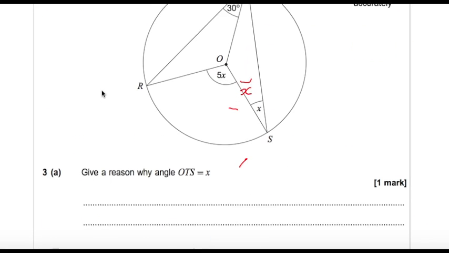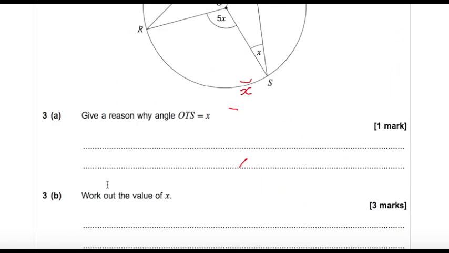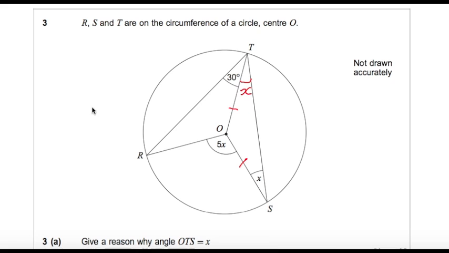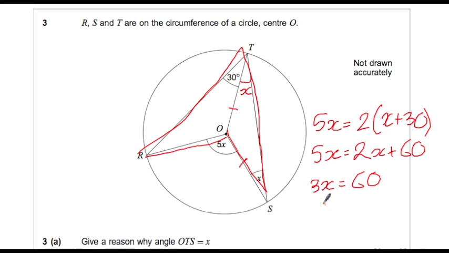Right, so now 3b, work out the value of x. So notice they haven't asked us for reasons, so we don't have to worry about saying this is because blah blah is isosceles and everything. So I think the most obvious way is to see we've got an angle at the centre here, and here we've got the angle at the circumference. So this angle must be double this angle. So in other words, 5x must be 2 lots of x plus 30. So 5x equals 2x plus 60. So 3x equals 60. x equals 20. Right, wonderful.